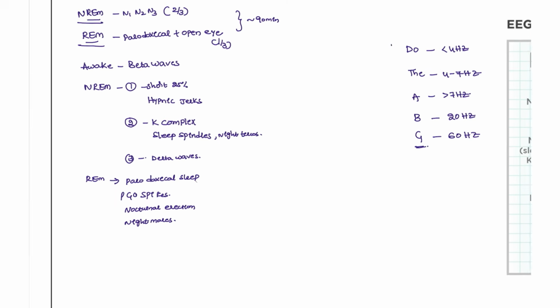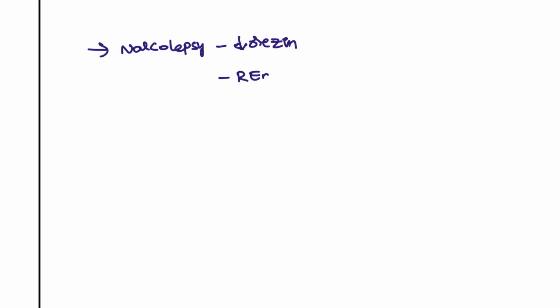So this is the sleep cycle, and the condition that you have to remember is narcolepsy. Why is there narcolepsy? Decreased orexin, and this is a defect of REM sleep. So the drug of choice for this patient is modafinil. The drug of choice is modafinil. Modafinil is given for this patient.